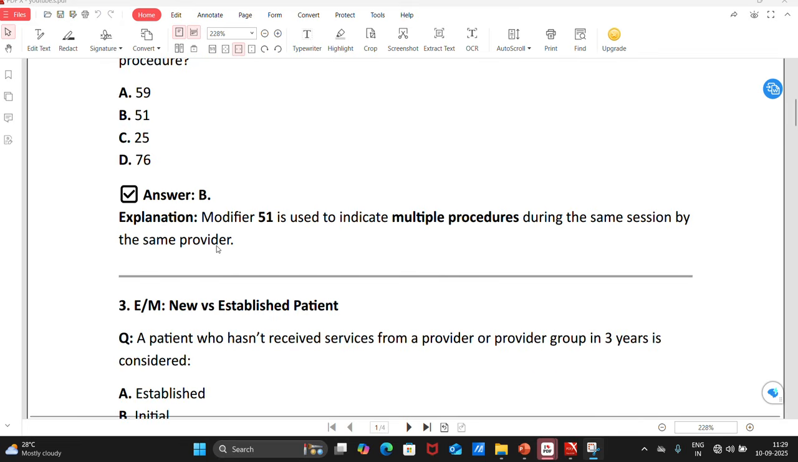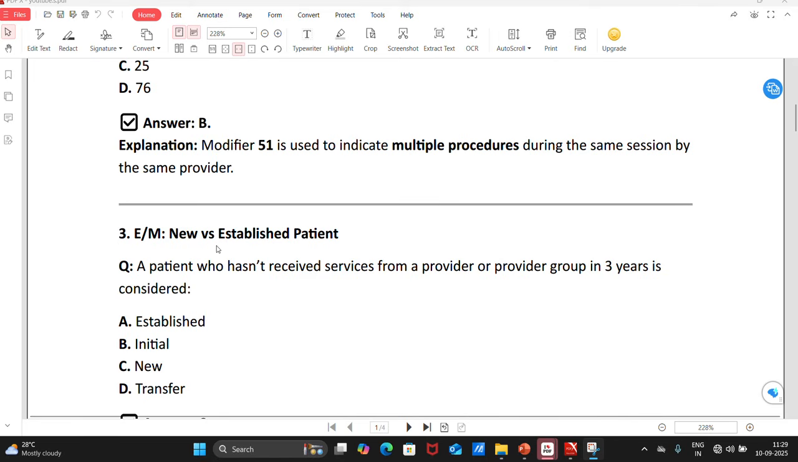Okay, you can check this modifier in your CPT textbook. Okay, so it's used to indicate multiple procedures.